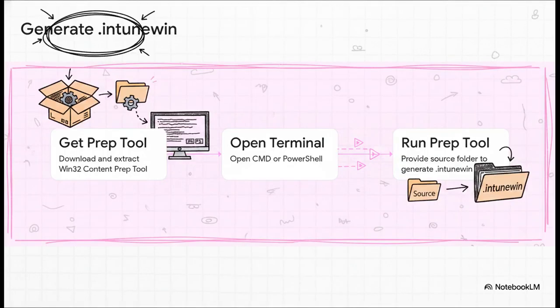So how do we actually do that? It's a quick three-step process. First, download and extract that Win32 Content Prep tool. Second, fire up your command prompt or PowerShell. And third, run the tool, point it to your source folder, and generate that .IntuneWin file. Running this prep tool builds the exact package container that Intune needs to distribute the software out to your endpoints.